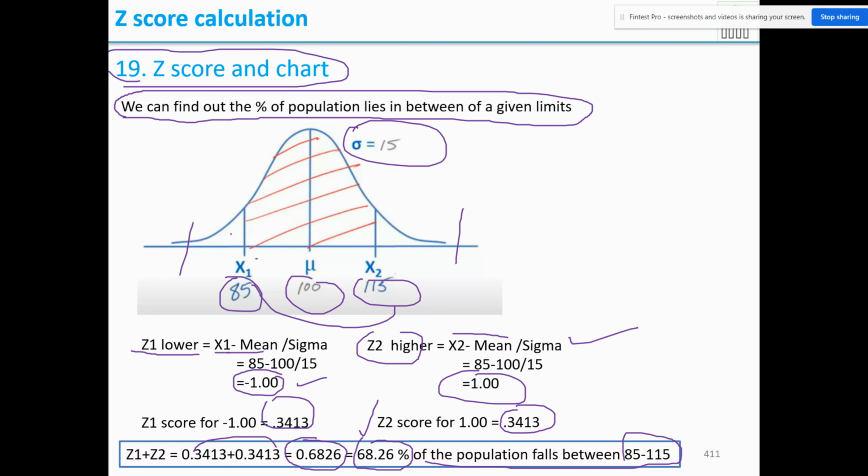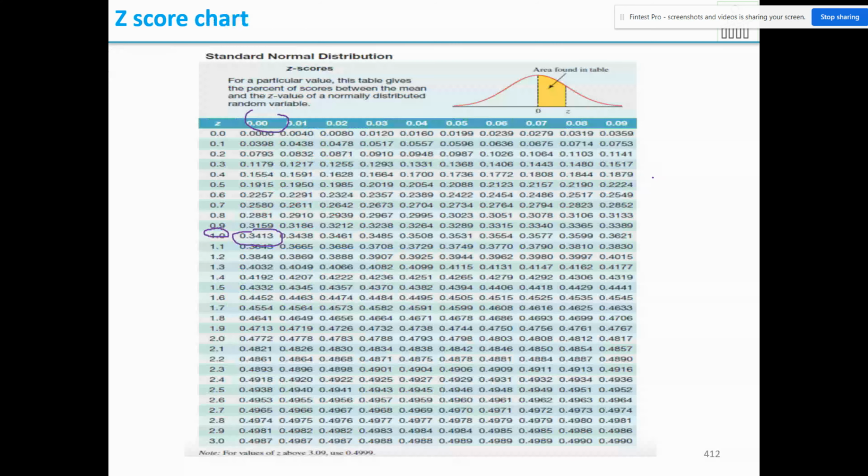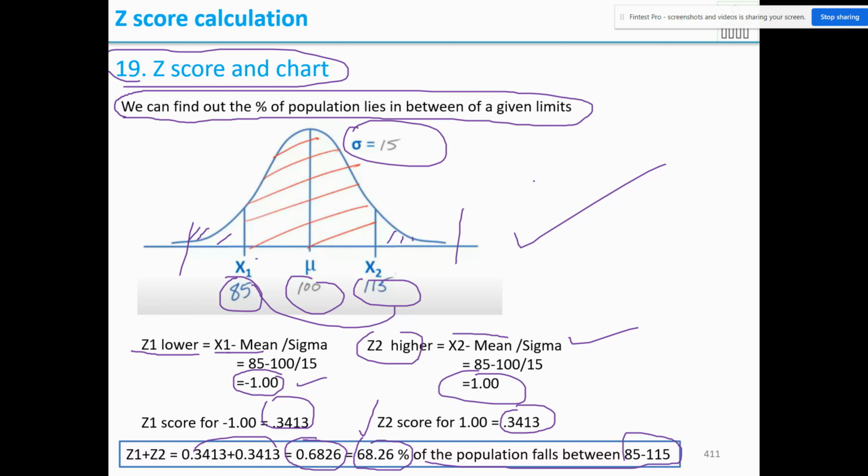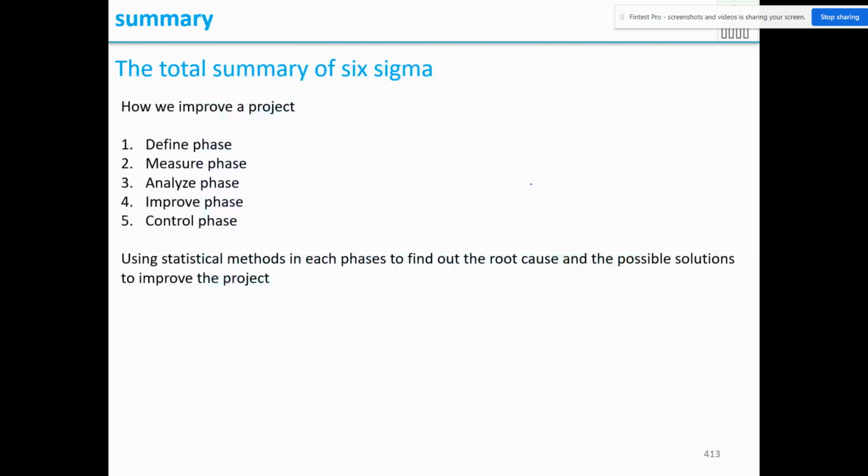The remaining population will be outside. So this way we can find out the percentage of the population that falls in a normal distribution for the given limits, or you can take LSL and USL. So this is a small example of the z-score chart.